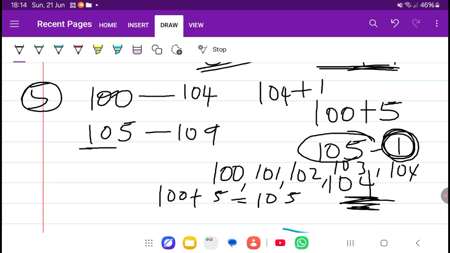Because this value is inclusive and even this one is inclusive. Then on this one, you add a 1 to get 110. Of course, this will be 114. And you do like that until you complete.